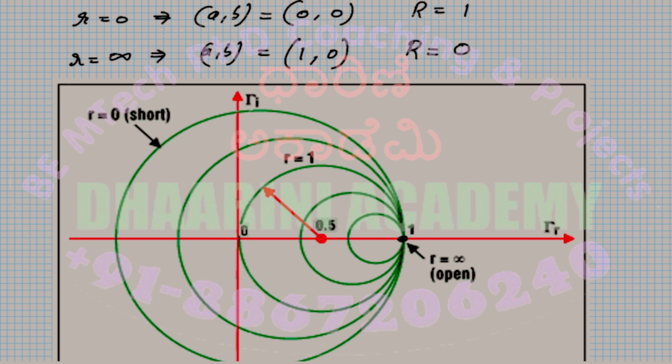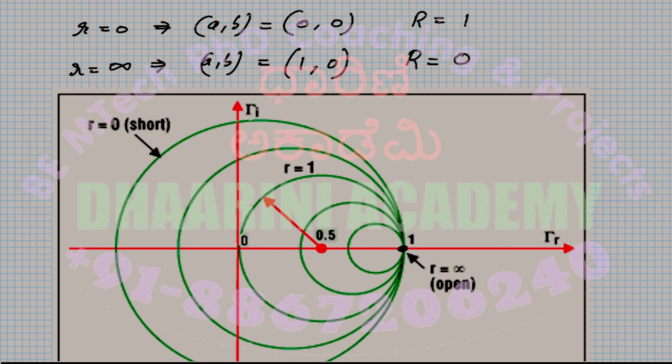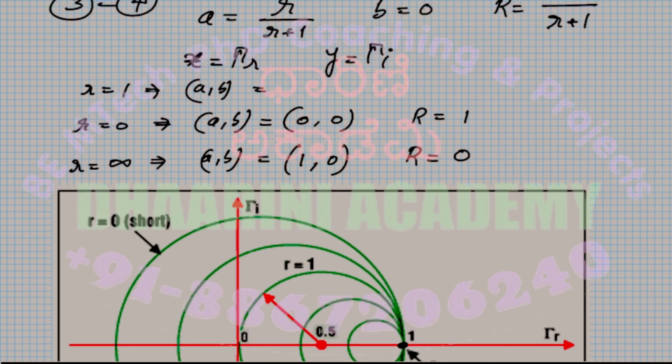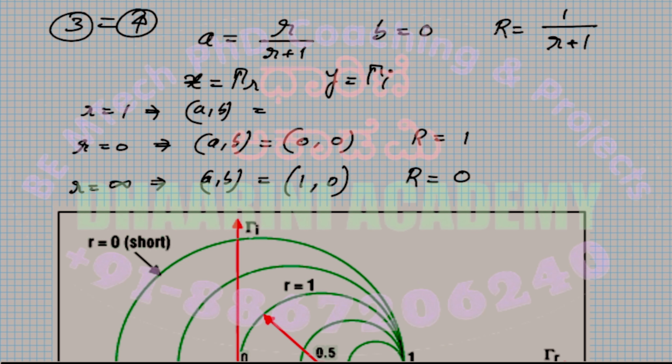Okay, so now let's go for the midpoint. Let me say resistance is equal to 1. Let me say R equal to 1. What happens to A comma B? Can you tell me? Can you calculate? I'll show you the equation. Please calculate. When R is equal to 1, A is equal to half, right?